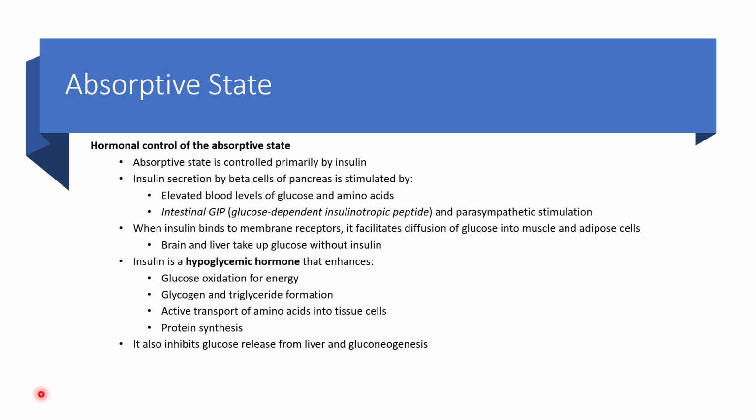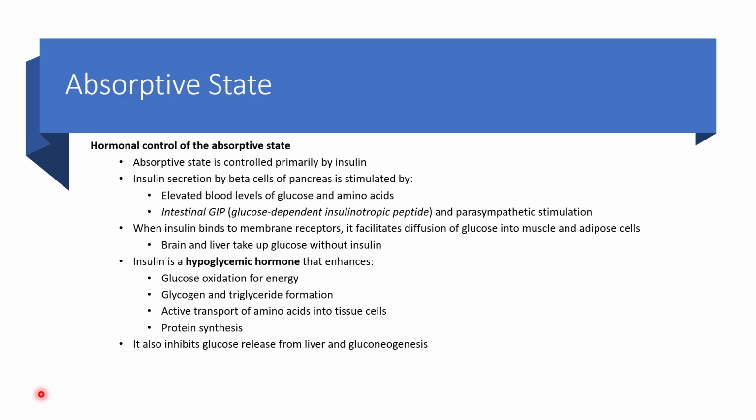Hormonally, it's controlled primarily by insulin. Insulin is secreted by the beta cells of the pancreas and is stimulated by the levels of glucose and amino acids, and by parasympathetic stimulation. When insulin binds to the membrane receptors, it facilitates the diffusion of glucose into the muscle and adipose tissue. The brain and the liver will take up glucose pretty much without insulin.